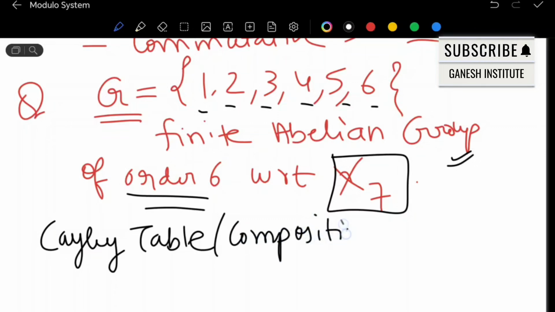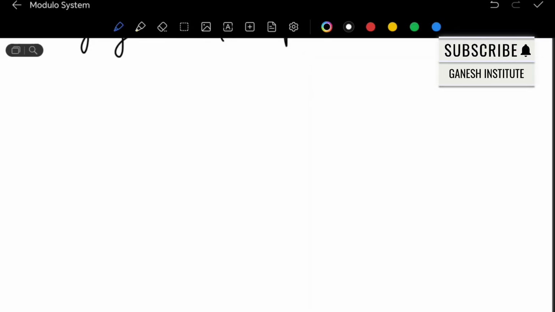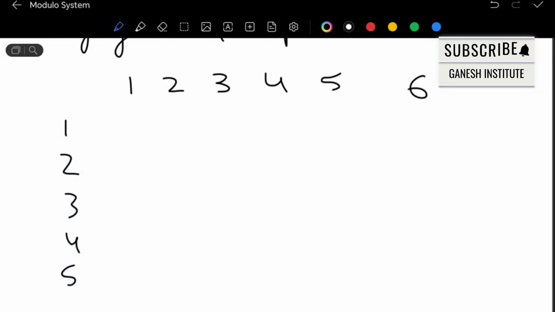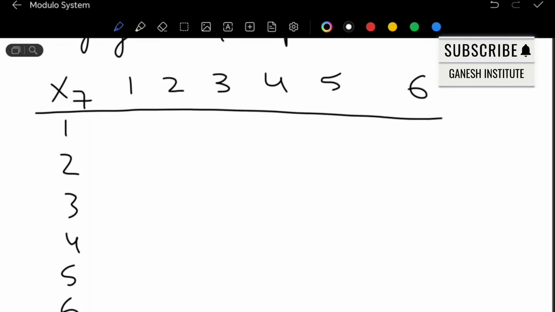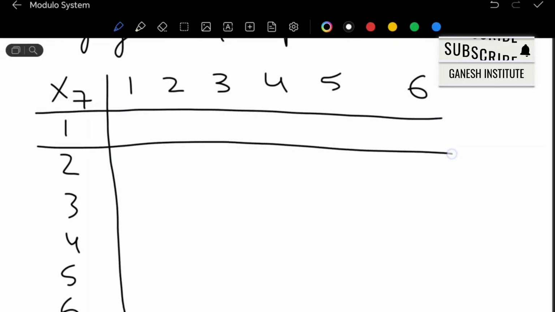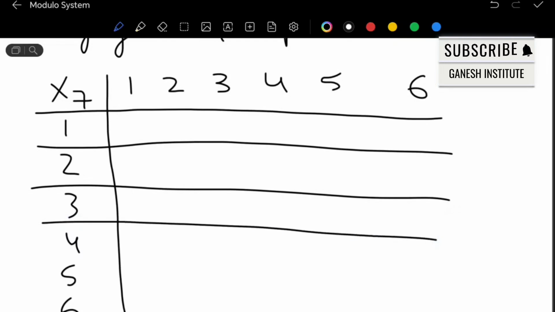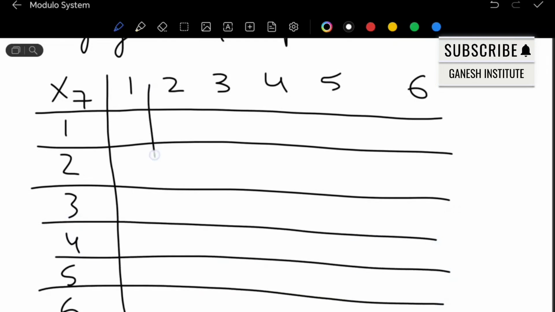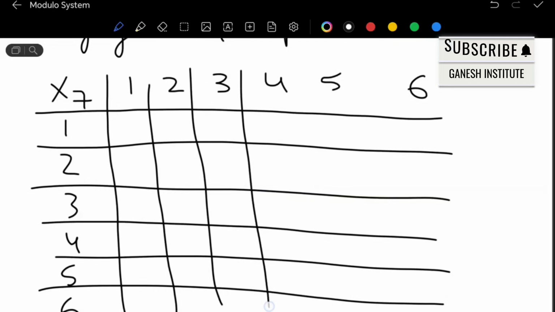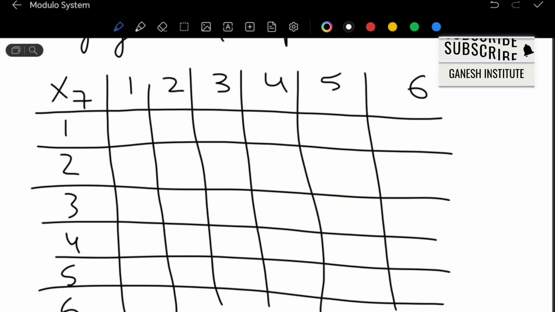You must have heard about it in the binary operation. So I'm making the composition table for modulo 7. I'm writing the members 1, 2, 3, 4, 5, 6, and similarly 1, 2, 3, 4, 5, 6, and I'm having the operator as multiplication modulo 7. Now, if you apply all those properties which I just told you regarding multiplication modulo 7, what will you get?